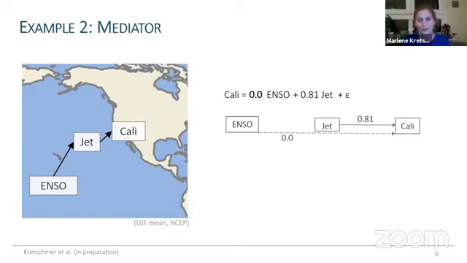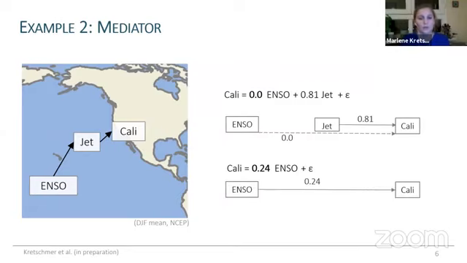So the correct way, assuming we agree on this model, would be to regress California precipitation on ENSO directly, without controlling for anything here. We could also estimate these two links separately: first estimate the effect of ENSO on the jet, and then of the jet on California precipitation. And then the product along this path is the same as estimating the impact of ENSO directly.